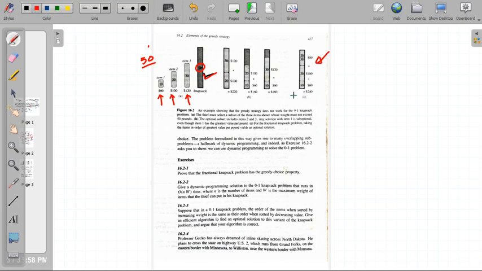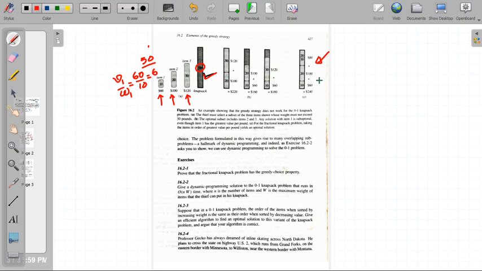So according to this, you see $60 and its WI is 10. So what will be VI by WI? V1 by W1 will be what? That will be 60 by 10, right? So that will be 6. And this will be 100 by 20, that will be 5. This will be 120 by 30, that will be 4. So it is already there in that VI by WI ratio.